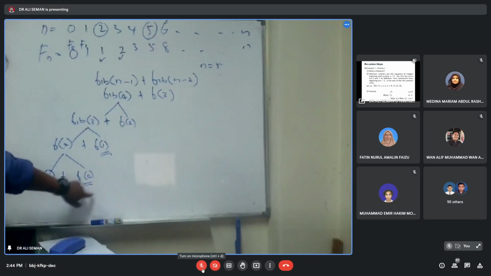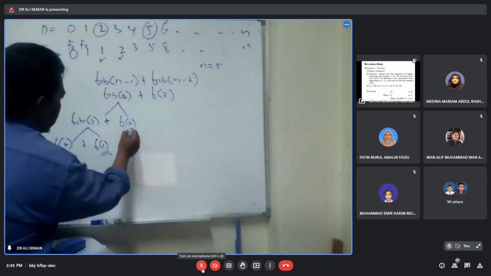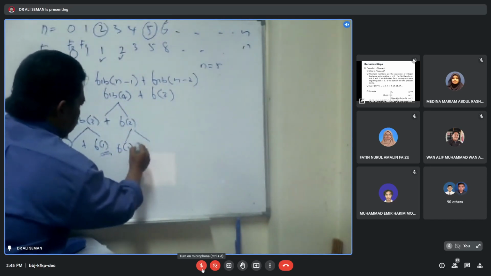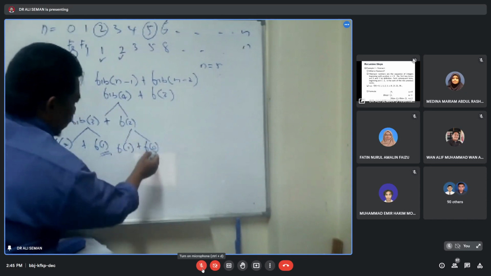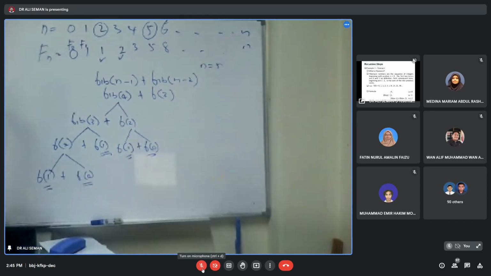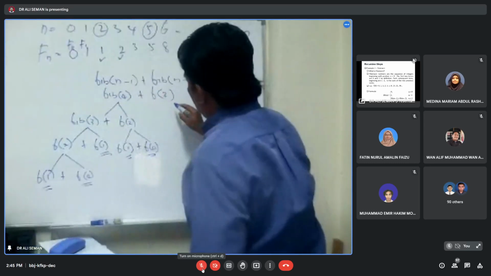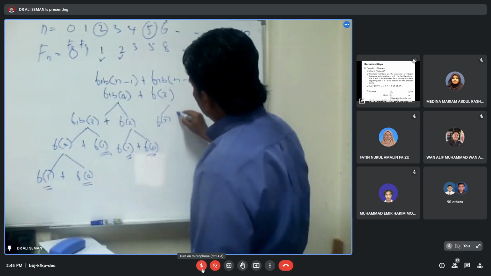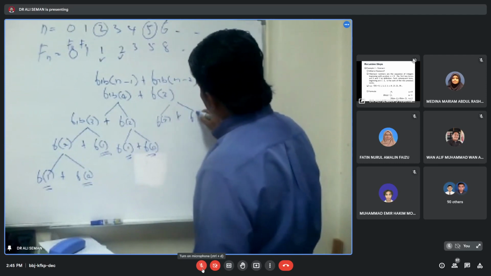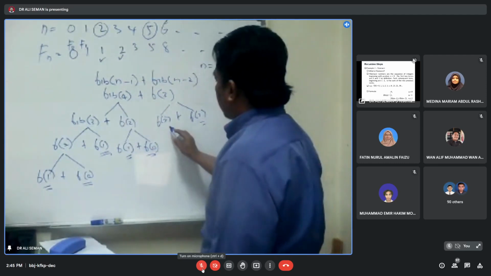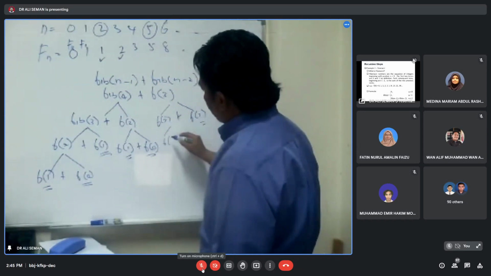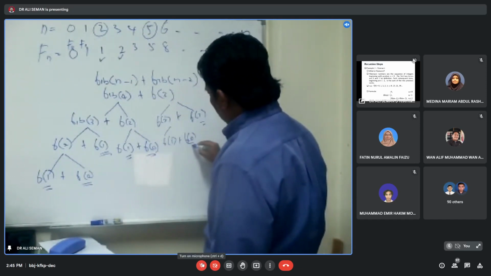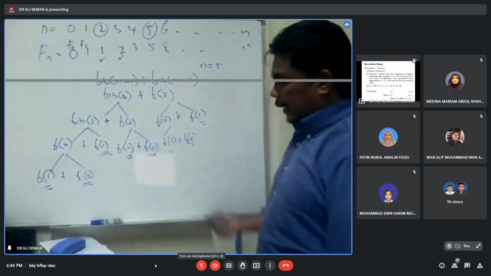This is a terminal. And here we need to decrease 2 minus 1, 1. 2 minus 2, 0. Then we stop. But here we need to derive 3 minus 1, 2 plus 3 minus 2, 1. Stop. And here 2 minus 1, 1 plus 2 minus 2, 0. And we stop here. Okay, now we trace.